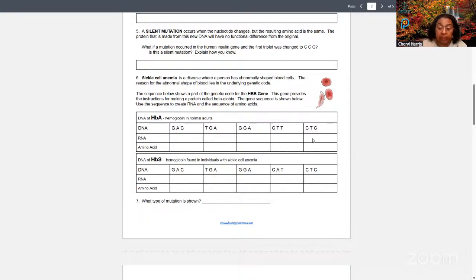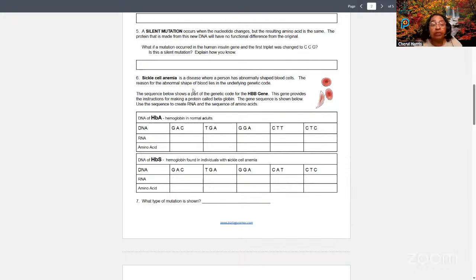And then finally, the triplet code for CTC is GAG, and that will give you GLU also. So notice you get two different ways to get GLU. All right, so that's the way it's supposed to look.